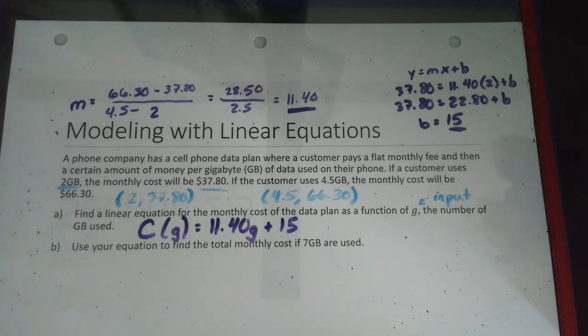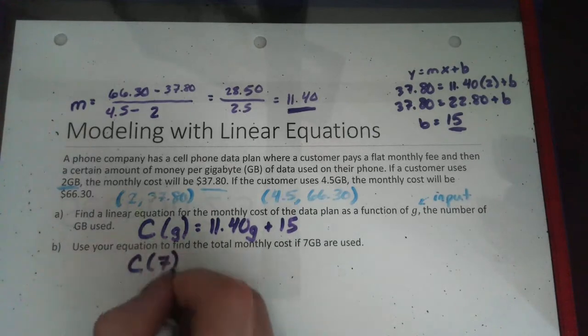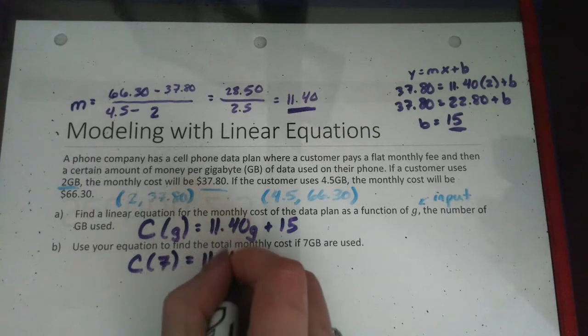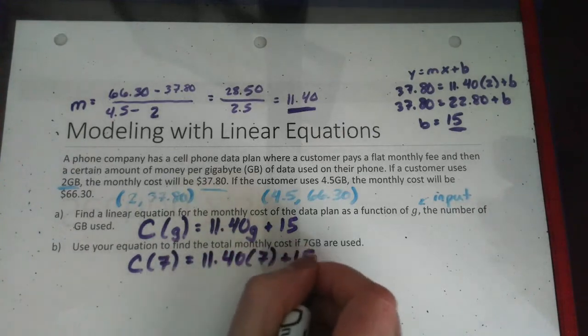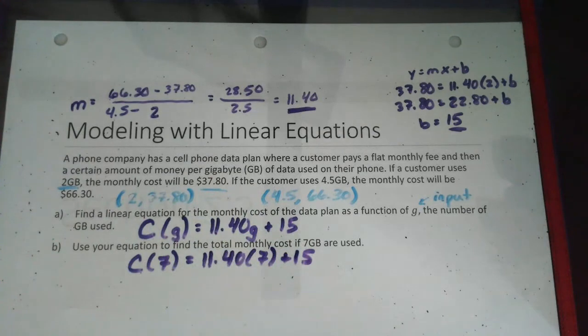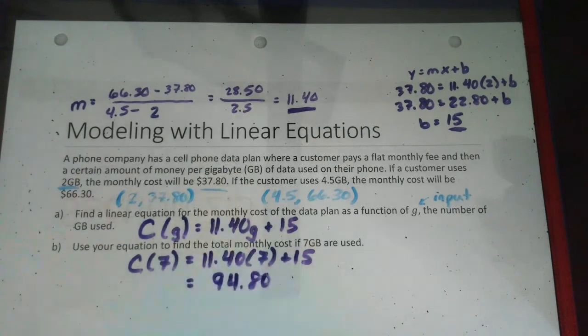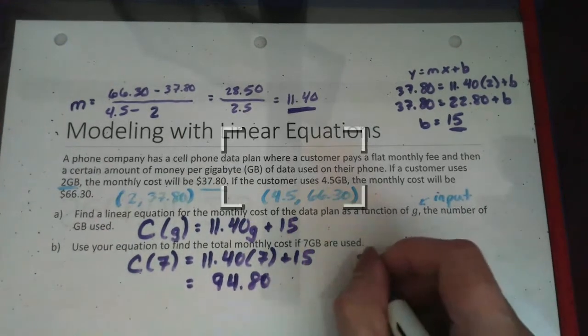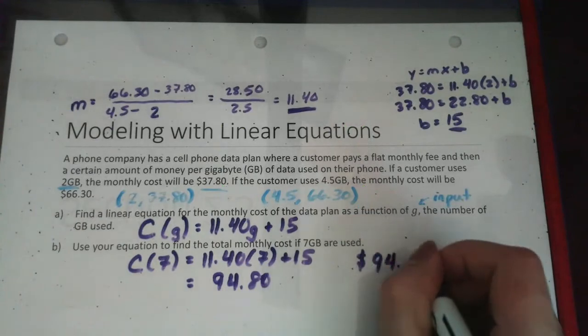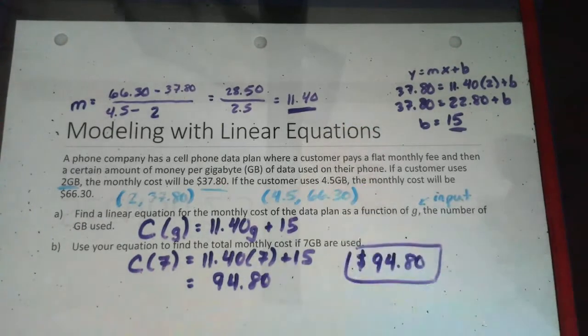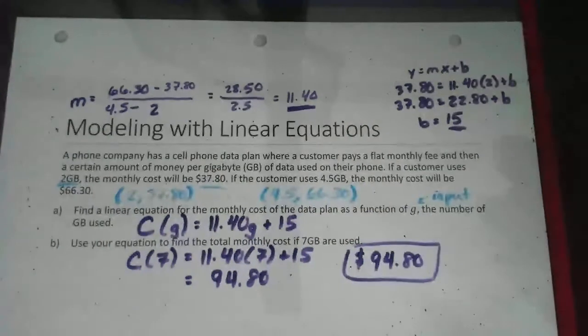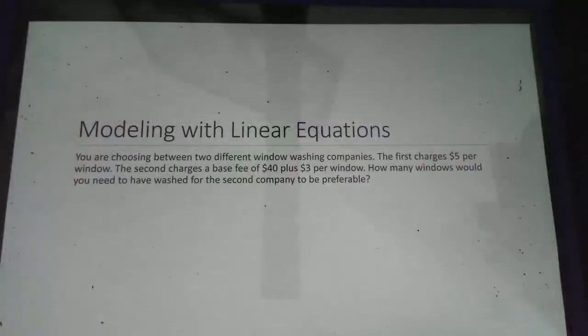Then we want to use our equation to find the total monthly cost if 7 gigabytes are used. So they're telling us we're going to use 7 gigs. So the cost for using 7 gigs is equal to 11.40 times 7 plus 15. And that turns out to be $94.80. So the cost of using 7 gigabytes on this phone plan is $94.80.